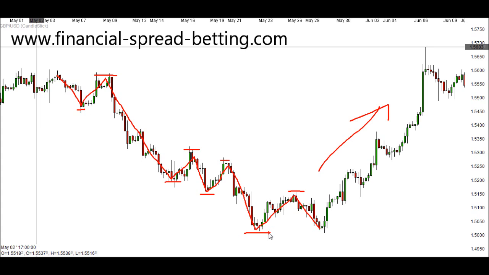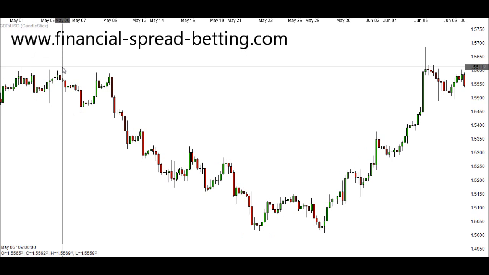Now, what I mean by no longer evident, if one of these highs or lows are broken, if we were to make a higher high, for example, or a higher low. And let's explain this in further detail. So here's our downtrend. These are the highs and lows. High and low.